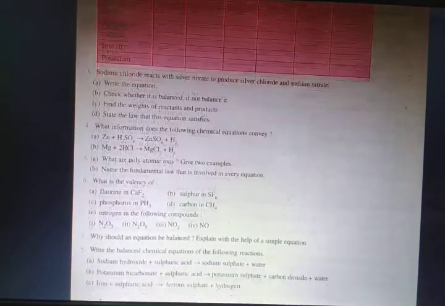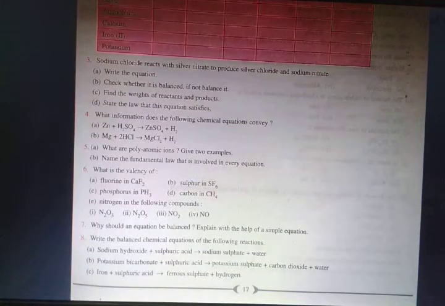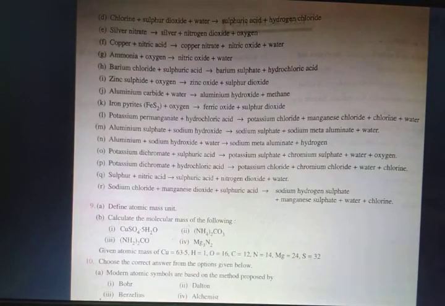Now write balanced reactions or equations for the following. This one you can do on your own. The equations you can do on your own. Please do submit your work so that I can cross-check your answers, especially this one. And if I find any problems, I can let you know about your mistakes.